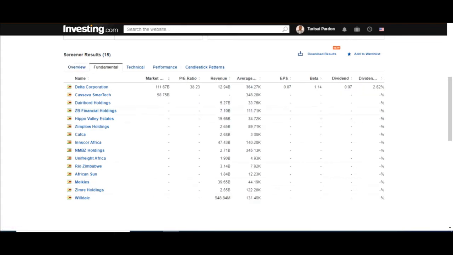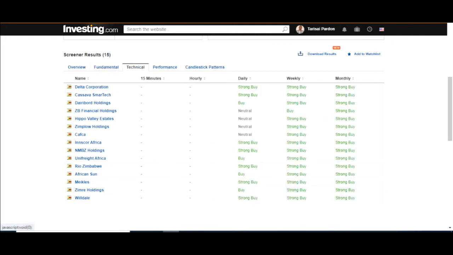So on these fundamentals you see that there are a lot of gaps. That's why I said it doesn't work on the data that is available on investing.com relating to the Zimbabwe Stock Exchange. On technicals, or the technical indicators, you'd see that this information is readily available, since it is obtained from the prices of these counters, and this information is available on a daily basis, on a weekly basis, on a monthly basis.